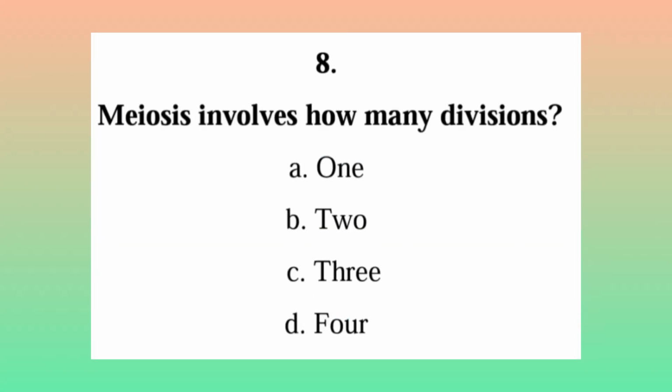8. Meiosis involves how many divisions? A. 1, B. 2, C. 3, D. 4. Answer: B. 2. Meiosis involves 2 divisions, meiosis 1 and meiosis 2. Meiosis 1 is also called reductional or heterotypic division because it involves reduction in the number of chromosomes from diploid to haploid. Meiosis 2 is also called equational or homotypic division, where both parent and daughter cells have the same number of chromosomes.